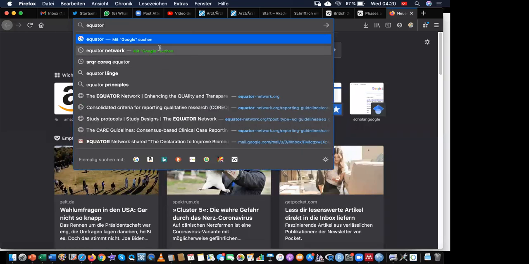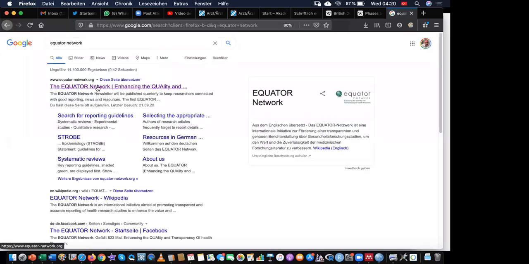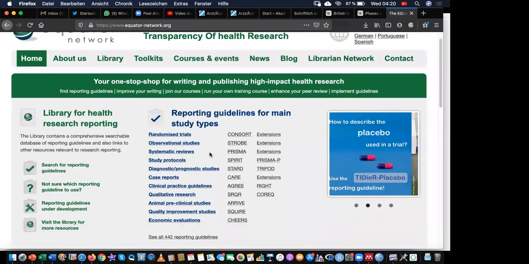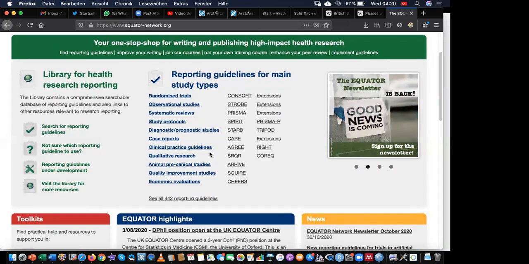Equator Network. Here it is. Okay, let's click on that. This is a group working on reporting research, how to write, the standards of writing research.